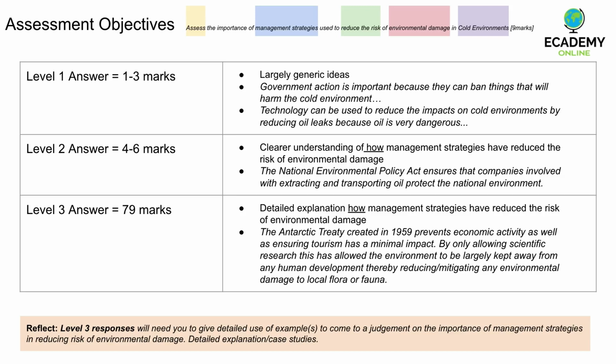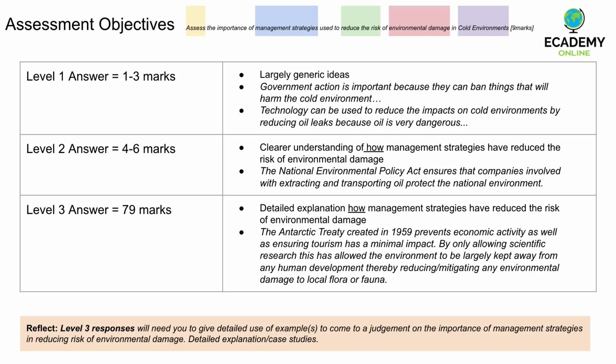And level 3, 7 to 9 marks, a detailed explanation of how management strategies have reduced the risk of environmental damage. So for example, the candidate may write, the Antarctic Treaty was created in 1959, which prevents economic activity as well as ensuring tourism has a minimal impact. By only allowing scientific research, this has allowed the environment to be largely kept away from human development, thereby reducing or mitigating any environmental damage to local flora or fauna.